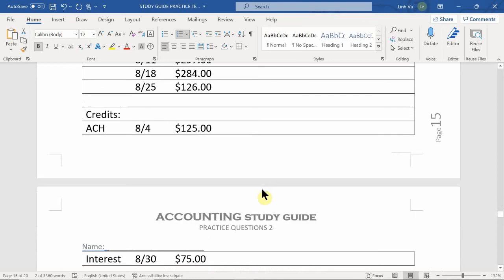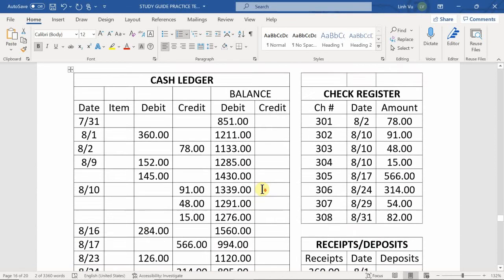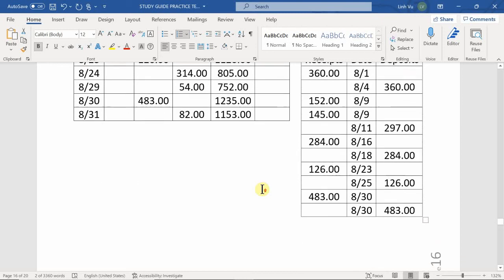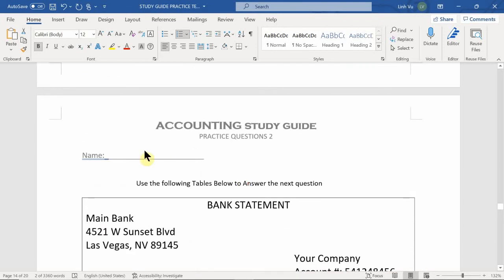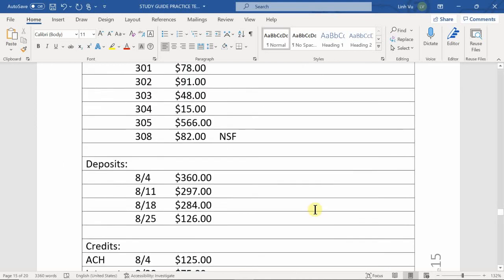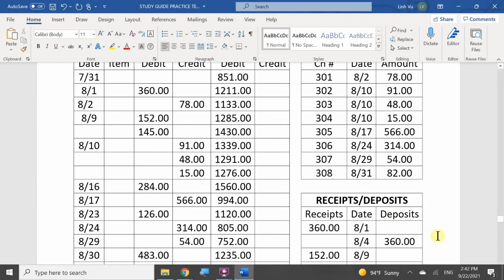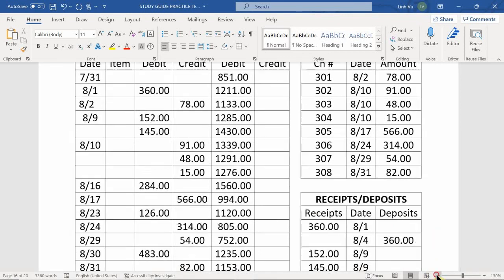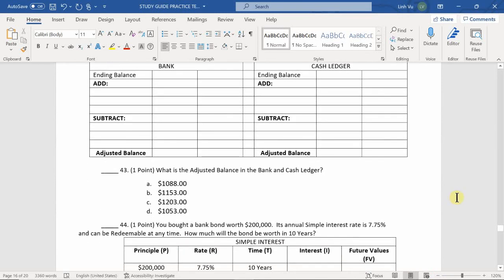So here's an example of a bank statement. You have your cash ledger here, and you have your check register as well as your deposit slips. In this case, we're going to be doing a bank reconciliation. I'm going to make this a little smaller, it's a little too big. Let's go ahead and solve for one of the sides.